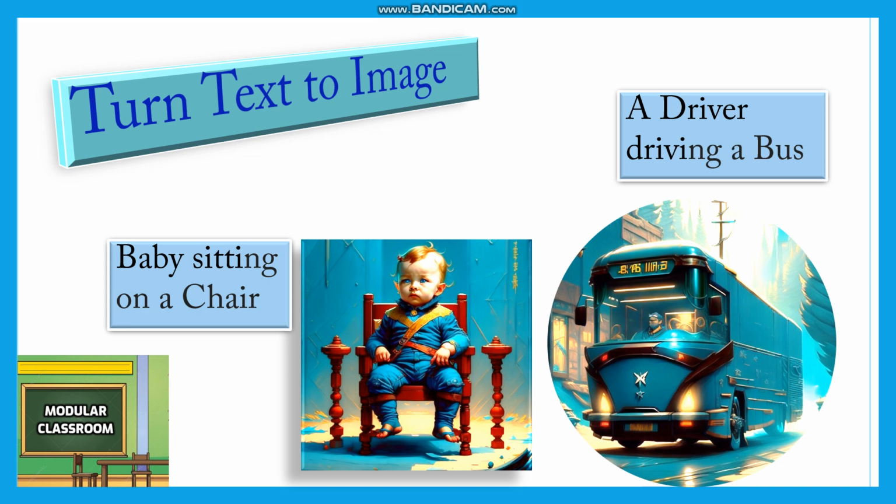For example, imagine you give "a baby sitting on a chair." That is just an imagination, or words which bring imagination to your text, and it gives you really a baby. It gives an image with the baby sitting on the chair. And for example, if I give "a driver driving a bus," it immediately generates a bus where a driver is driving. You simply enter a few words and it transforms the text into incredible art. This is nothing but the AI headshot generator, or the AI art generator, which turns our text into an image.